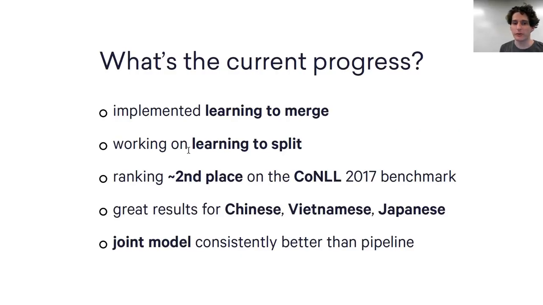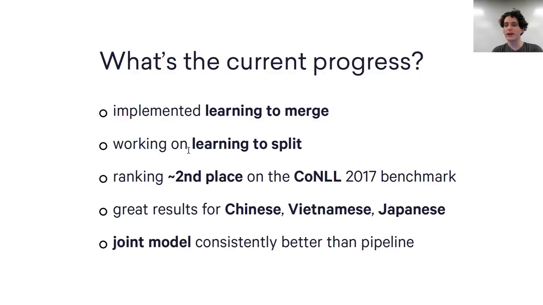Okay, so where are we at the moment? I've implemented the learning to merge side of things, which involves figuring out better alignments between the gold standard tokenization and the output of the tokenizer. And that's allowed me to complete the experiments for Chinese, Vietnamese, and Japanese of the Conference on Natural Language Learning 2017 benchmark, which was a bake-off of these parsing models, conducted last year. Now, in that benchmark, the team from Stanford did extremely well compared to everybody else in the field. They were, you know, 2 or 3 percentage points better.